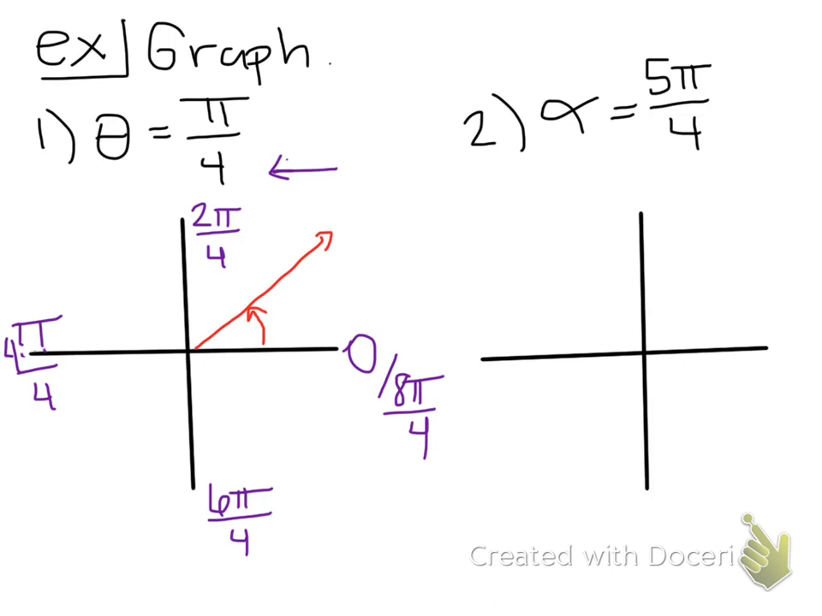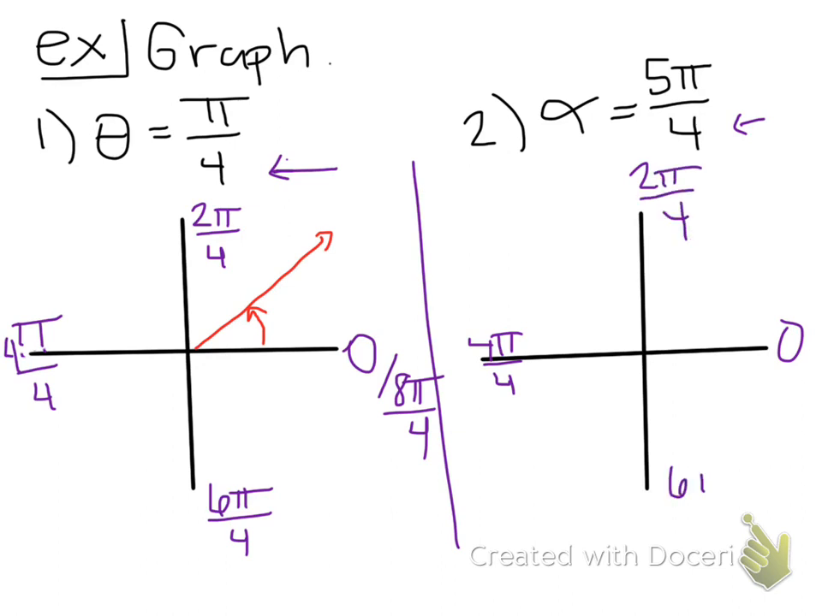Let's try the second one. So again, our denominator is a 4, so I know that this is 4 pi over 4. I know this is 0, and I know this is 2 pi over 4, and I know down here is 6 pi over 4. So 5 pi over 4 is going to fall in quadrant 3, dead smack in the middle between 4 and 6. And here's my initial side, I forgot to do the initial side over there. The way the angle traveled is from the initial side, and then it traveled counterclockwise to where it ends at the terminal side.